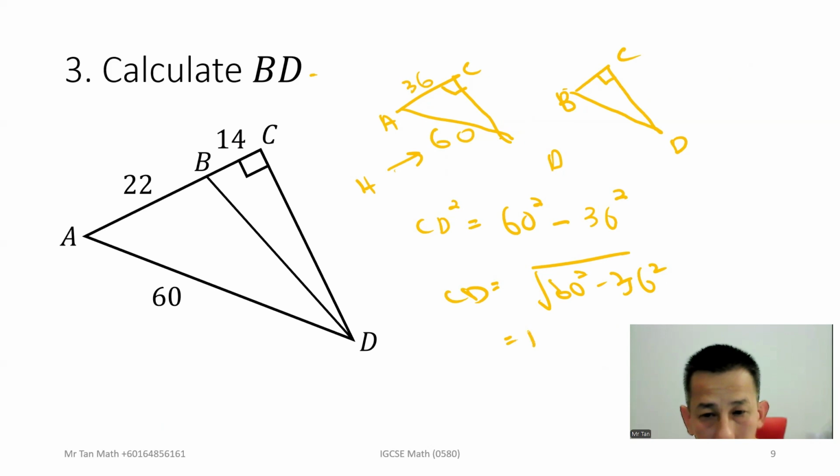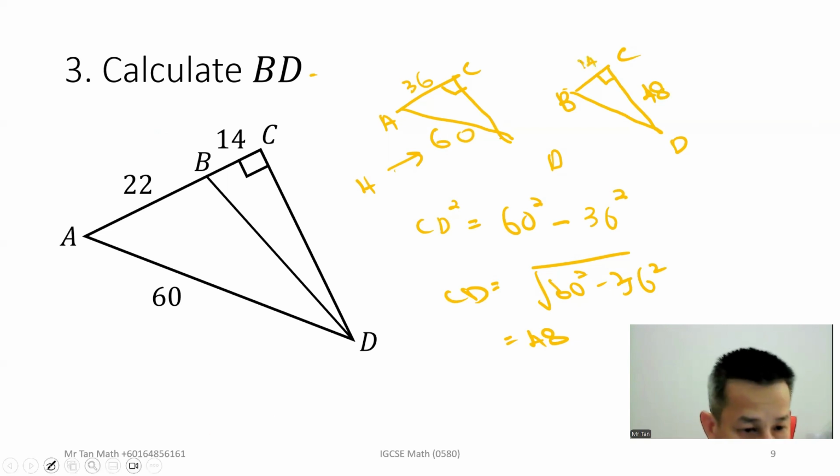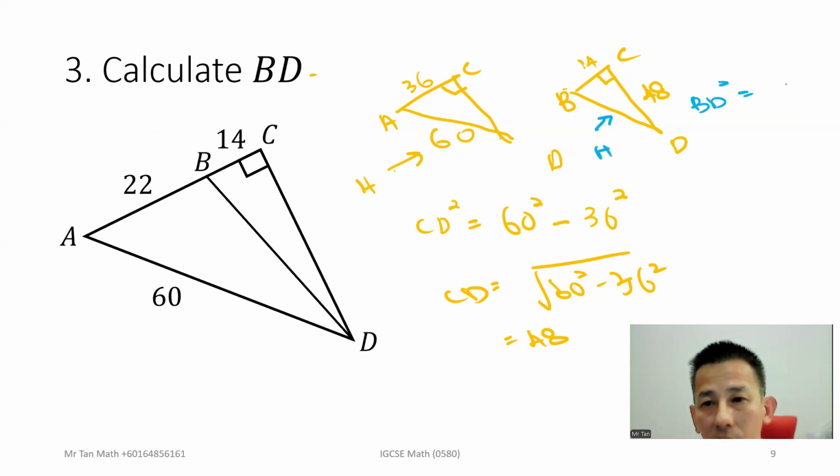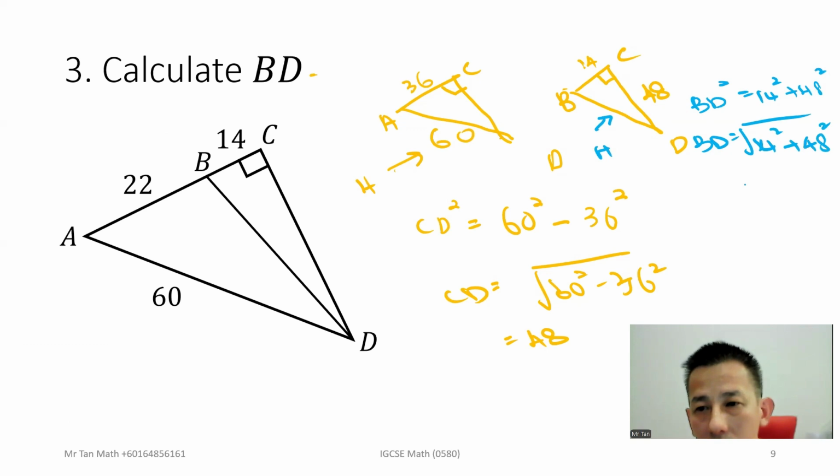So 60 squared minus 36 squared is 48. So this is 48, and BD is 14. Now you can calculate the BD. BD squared is equal to, BD is the hypotenuse, therefore 14 squared plus 48 squared. So BD is equal to the square root of 14 squared plus 48 squared. You should get 50. So BD is equal to 50.